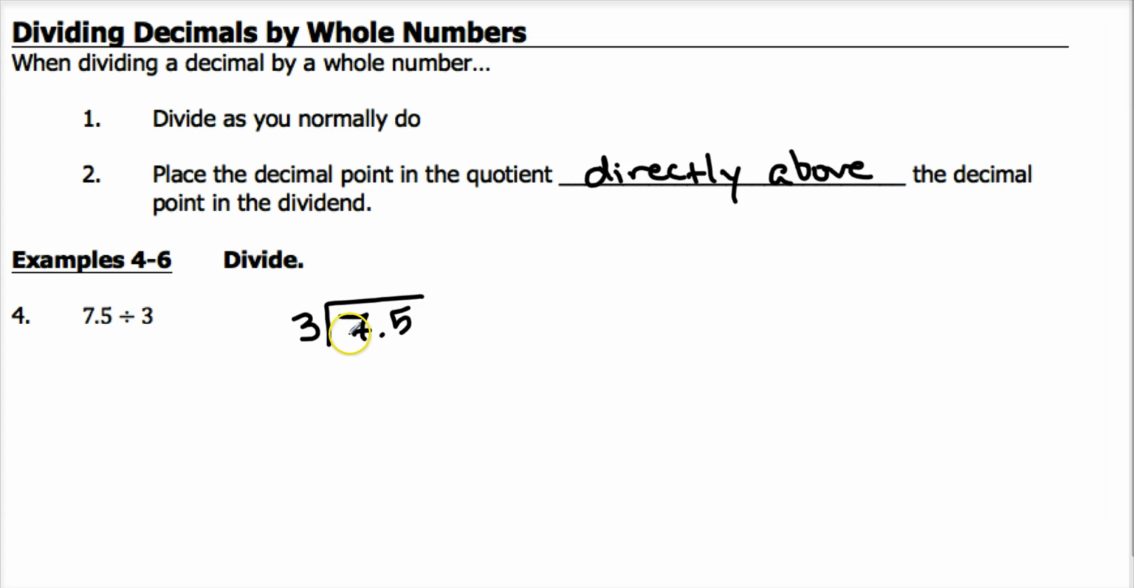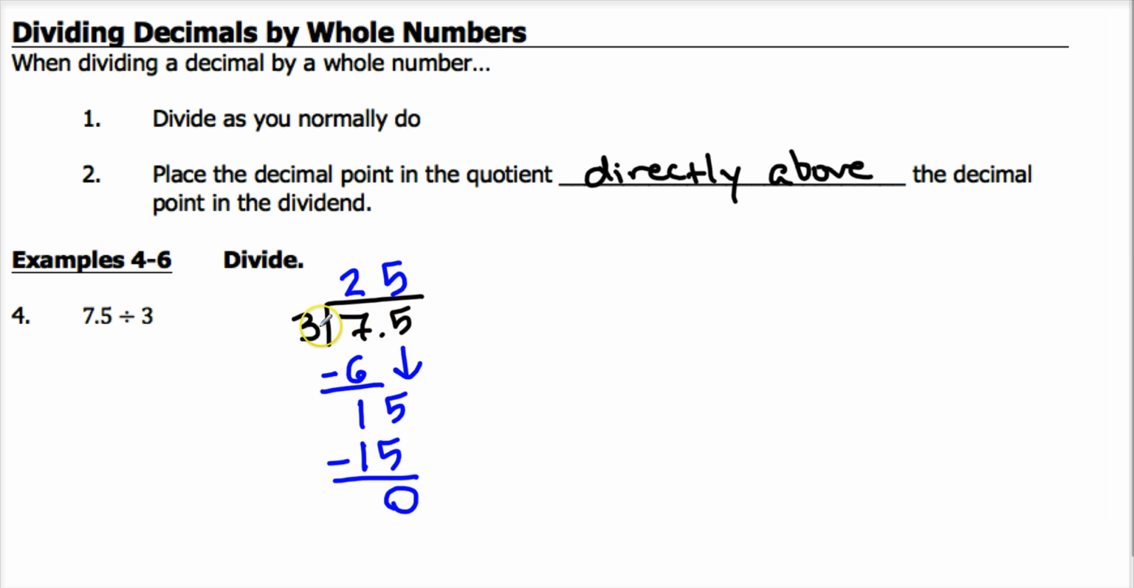3 goes into 7 2 whole times, so directly above the 7 I'm going to place a 2. 2 times 3 is 6, and then when I subtract, 7 minus 6 is 1. Now I bring down my 5 and I divide again. 3 goes into 15 5 whole times. 5 times 3 is 15. I subtract and I get a remainder of 0.